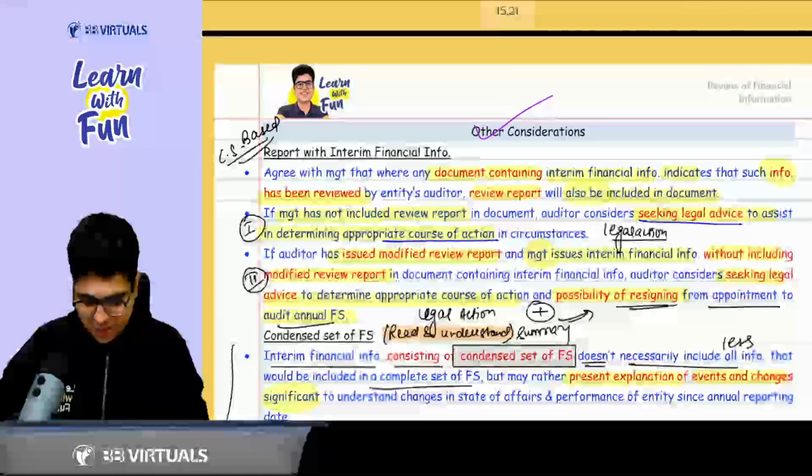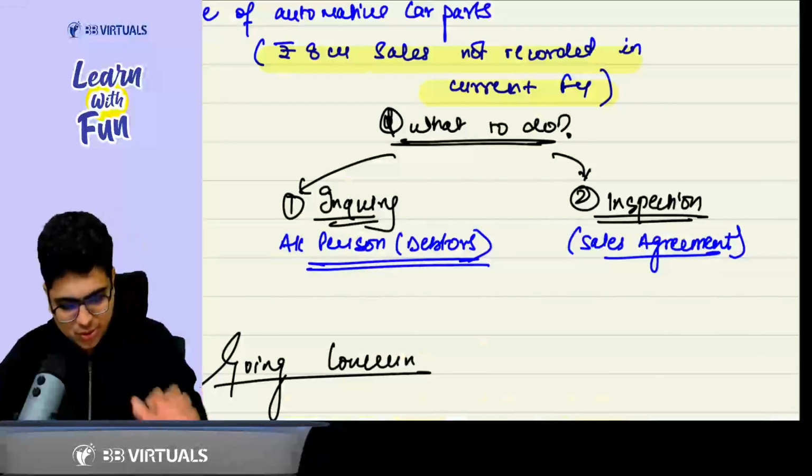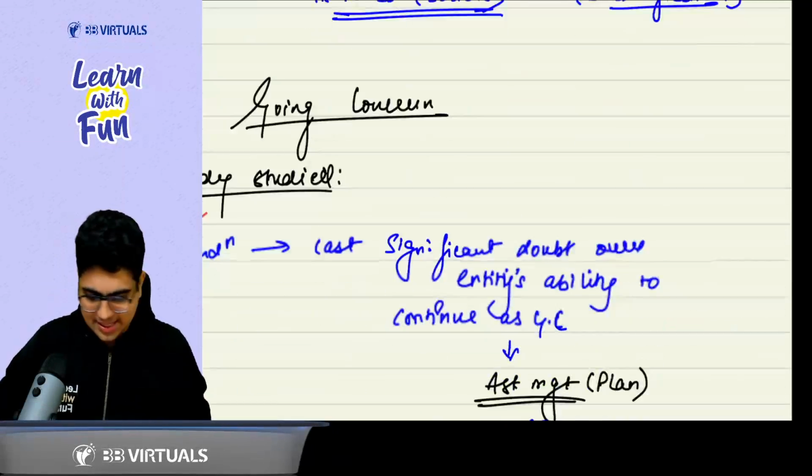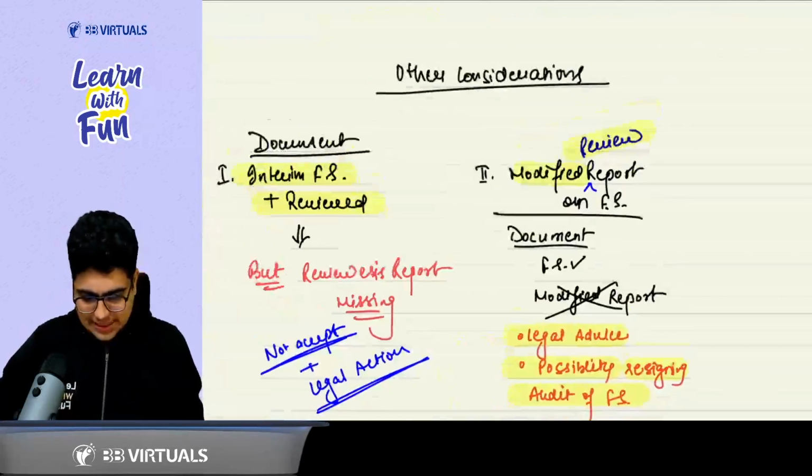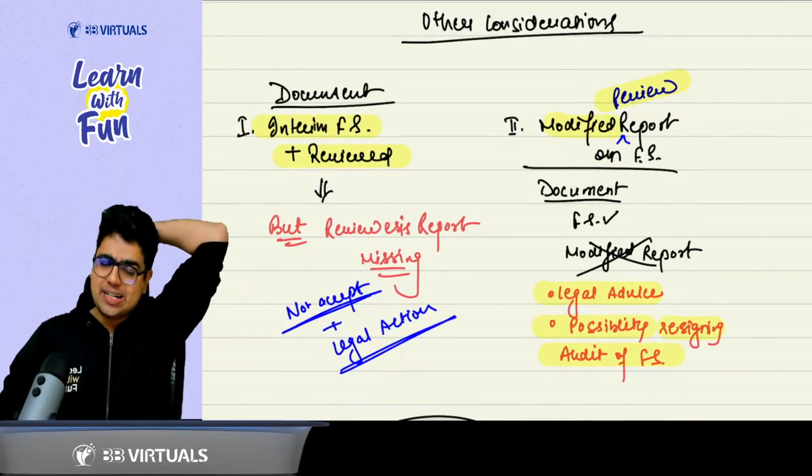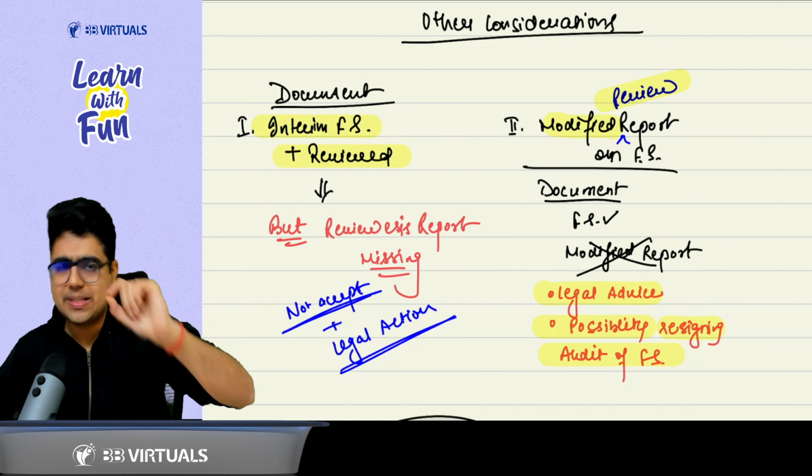Going concern part, we have already covered. Now comes the last two topics. Sir, what were the last two topics? First topic said that in a particular document, interim financial statements are there.